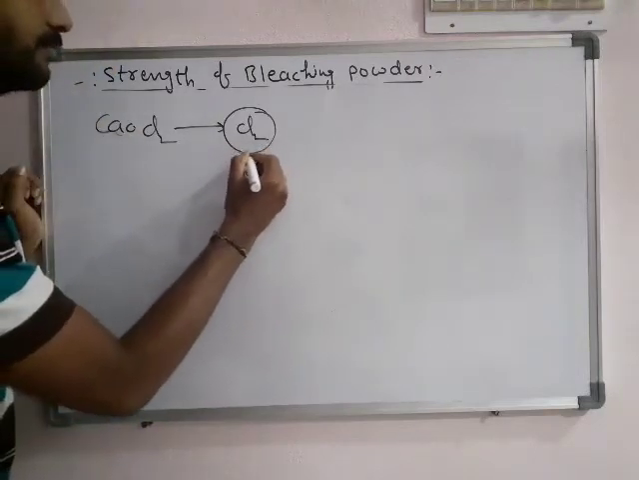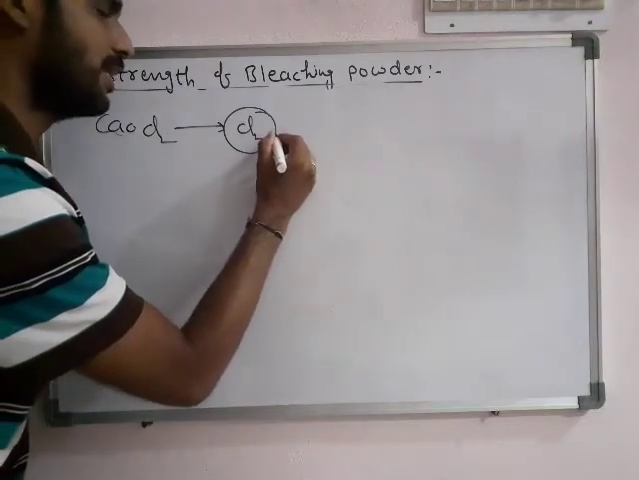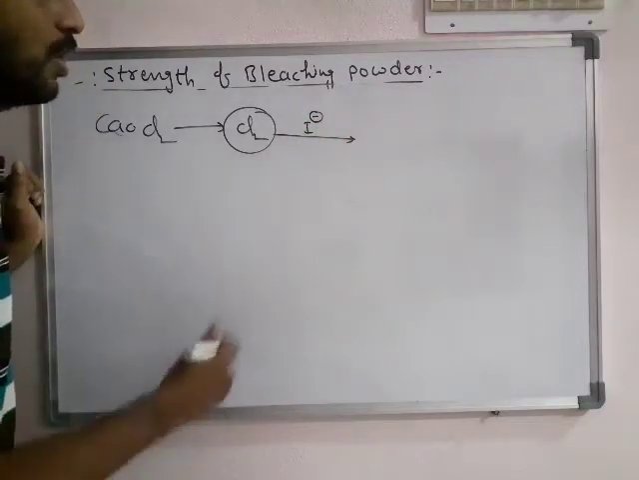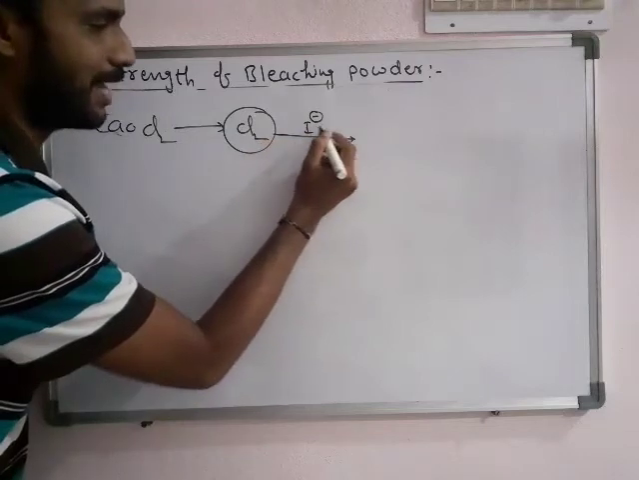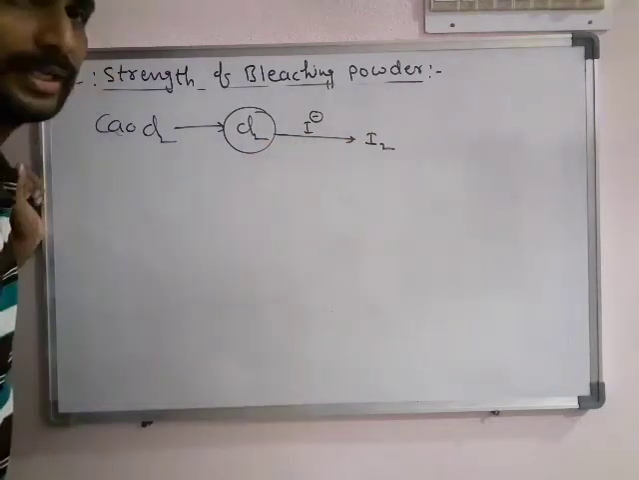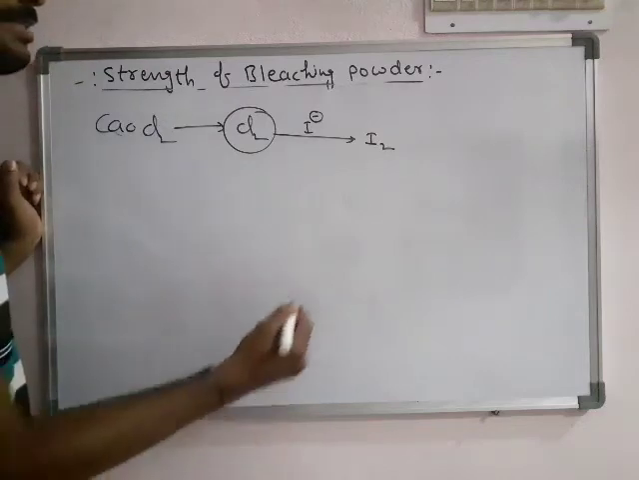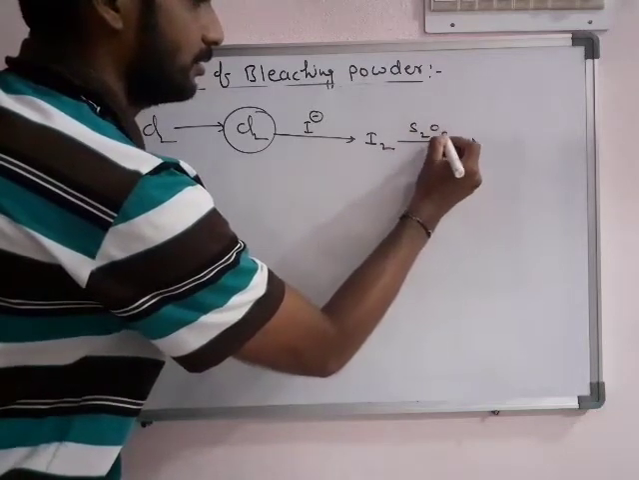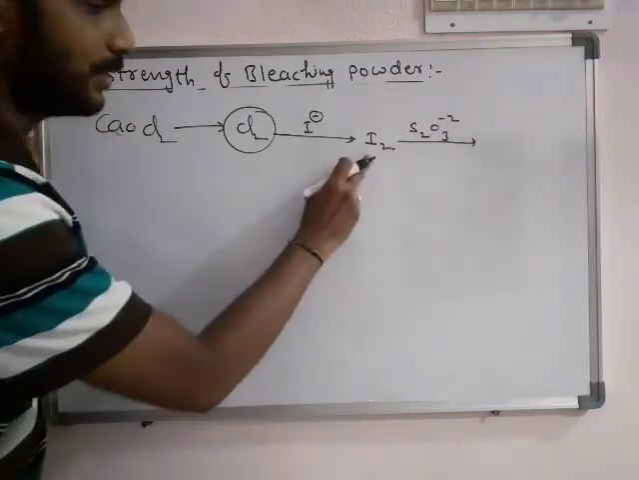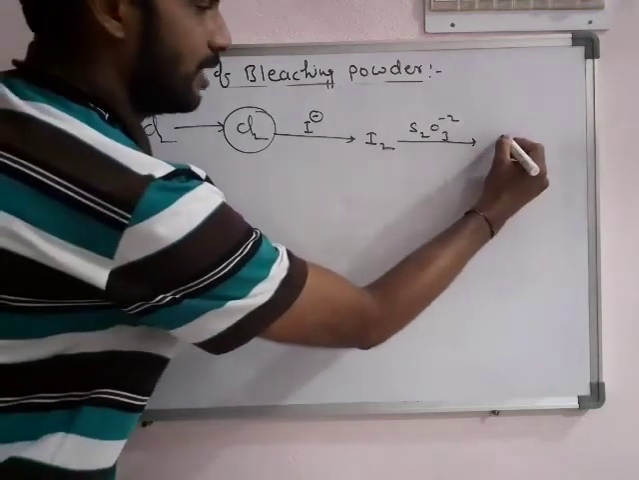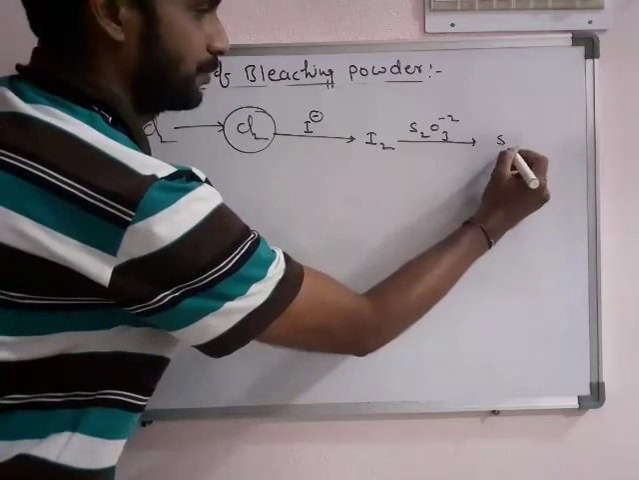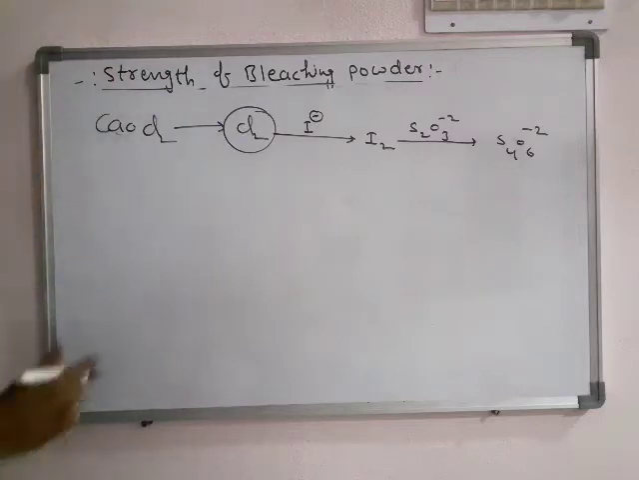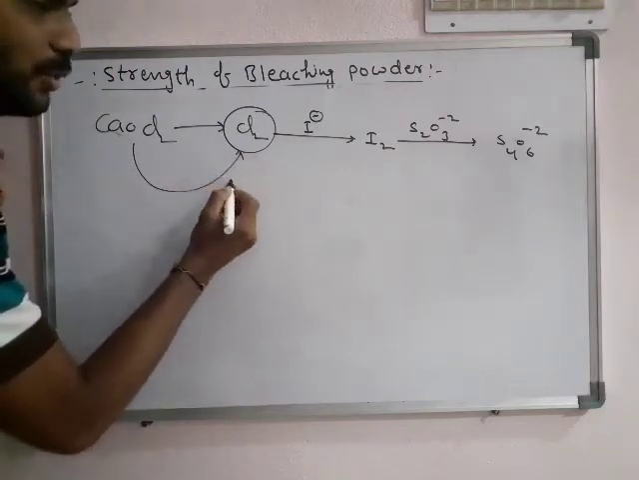To find out this amount of chlorine, it is treated with iodide, where this chlorine converts the iodide into iodine, and this iodine is treated with thiosulfate, which is converted to S4O6 minus 2. Here bleaching powder releases chlorine.